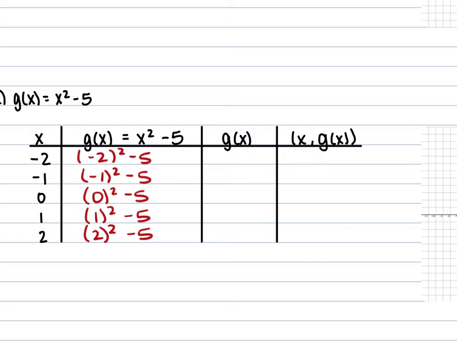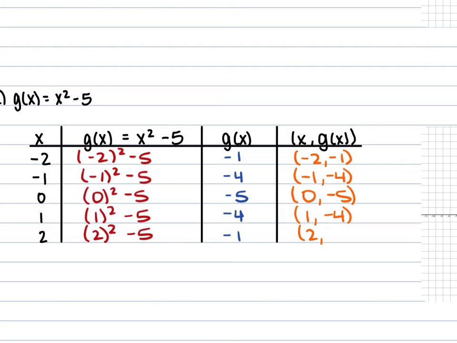The negative 2 squared is 4. 4 minus 5 is negative 1. The negative 1 squared is 1. 1 minus 5 is negative 4. 0 squared is 0, minus 5 is negative 5. Again, the 1 squared minus 5 is going to give us negative 4, and then 2 squared minus 5 gives us negative 1. So these ordered pairs that we have to graph are negative 2, negative 1, negative 1, negative 4, 0, negative 5, 1, negative 4, and 2, negative 1.